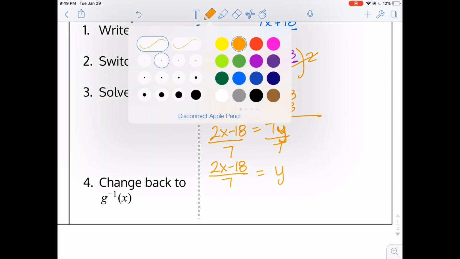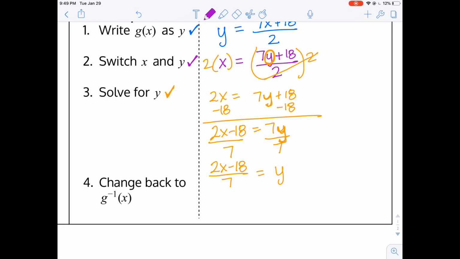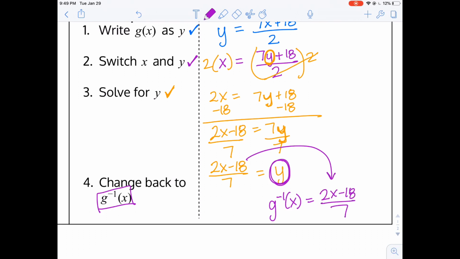And then the last piece is we're just going to change our y back to the fancy notation. And this time we're going to write that this is the inverse. We're going to tell everybody. So g inverse of x, or g to the negative 1 of x, is equal to (2x minus 18) over 7. And that is going to be our answer there.